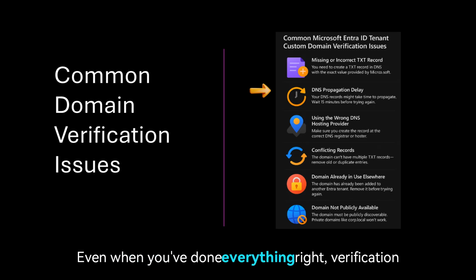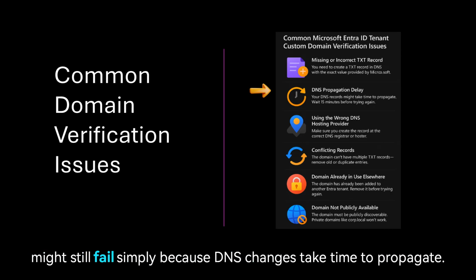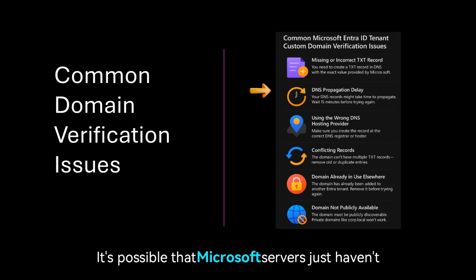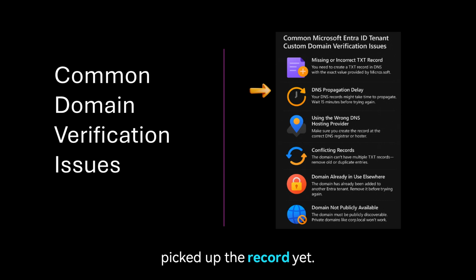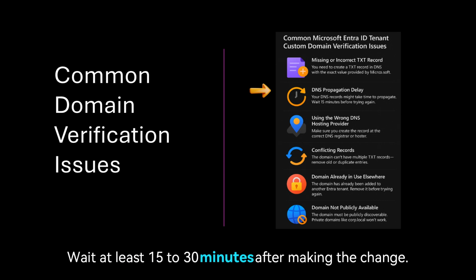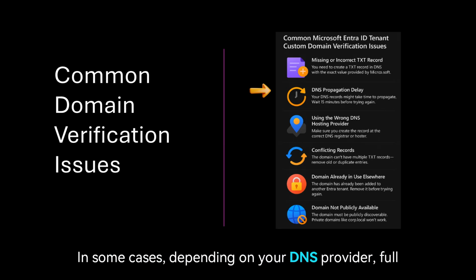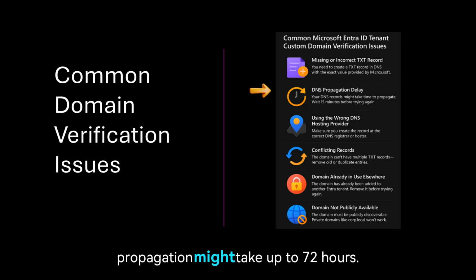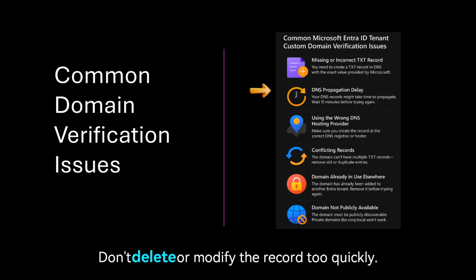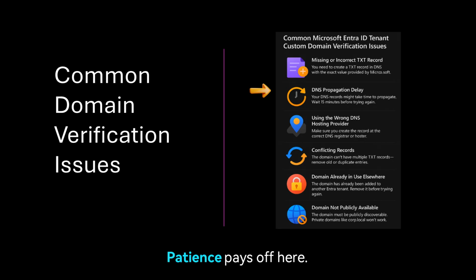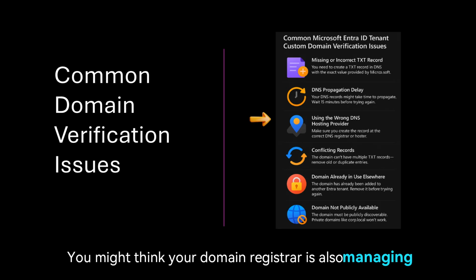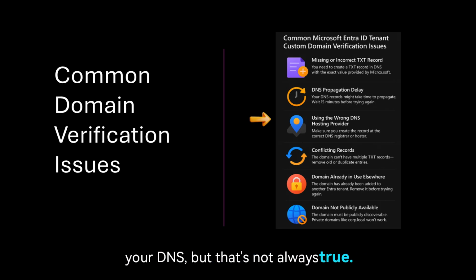Even when you've done everything right, verification might still fail simply because DNS changes take time to propagate. It's possible that Microsoft servers just haven't picked up the record yet. How to fix it? Give it time. Wait at least 15 to 30 minutes after making the change. In some cases, depending on your DNS provider, full propagation might take up to 72 hours. Don't delete or modify the record too quickly. Patience pays off here.